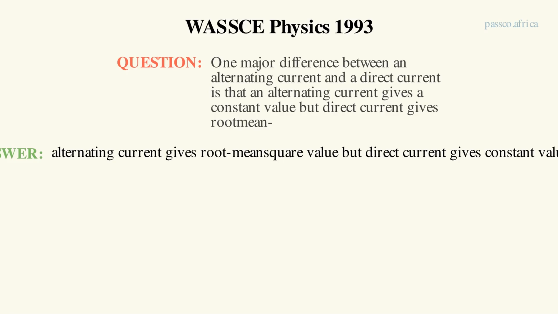One major difference between an alternating current and a direct current is that an alternating current gives a constant value, but direct current gives root mean square. Now, try it yourself.